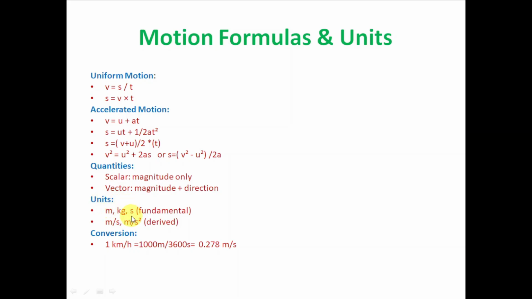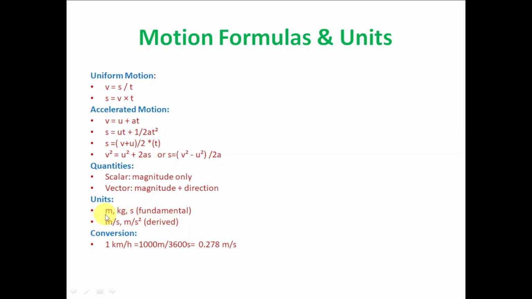There are two types of units, the fundamental units and derived units. For example, meter, kilogram, and second are fundamental units, whereas meter per second is a unit for speed or velocity, and meter per second square is a unit for acceleration. They are derived ones.